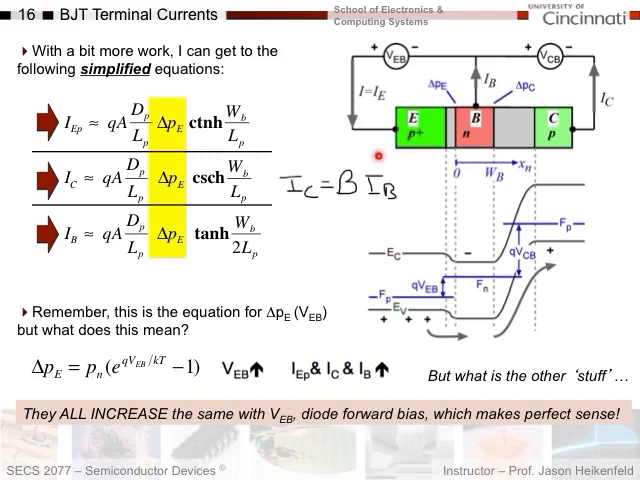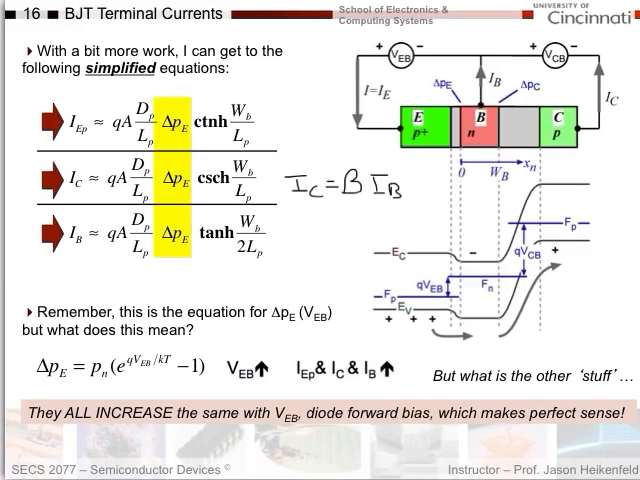And again, when you calculate delta PE, if you look inside here, this P sub N down inside here is the minority carrier hole concentration in the N-type base, with no voltage applied. Then that becomes an excess if you forward bias, and goes to zero if you reverse bias this. So key point, all the currents in a BJT increase the same as we increase the voltage across the emitter base diode, which again should make perfect sense.